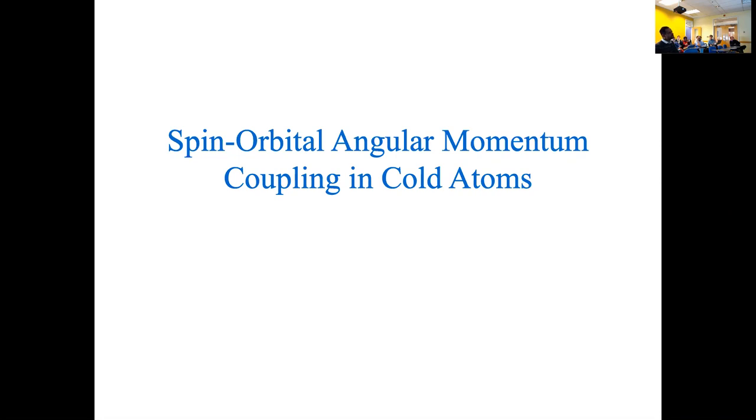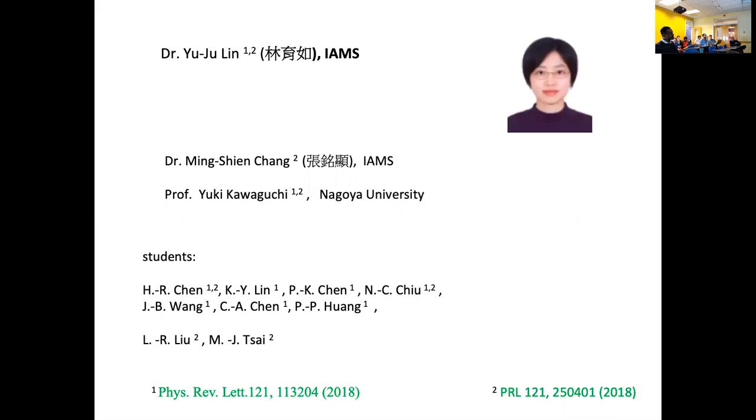without much detail. This is both experiment and theory done all in Academia Sinica. That is a spin orbital angular momentum coupling. The main person doing the work is Yu Chu-Lin in the Institute of Atomic and Molecular Sciences. We have two papers, and the one and two are the people who were involved in this work. I should also mention there is a set of numerical simulations by Yuki Kawaguchi at Nagoya University, but I won't go into that part because of the time constraint.